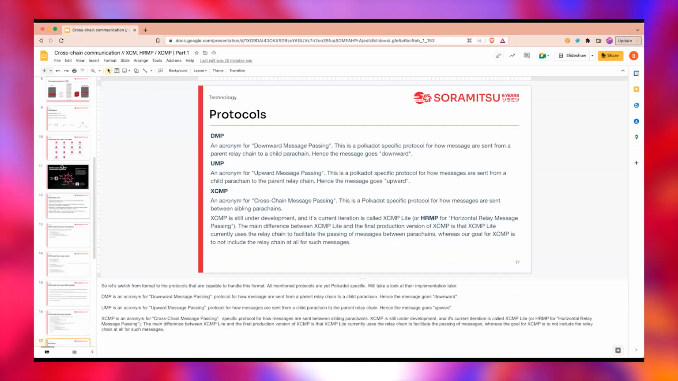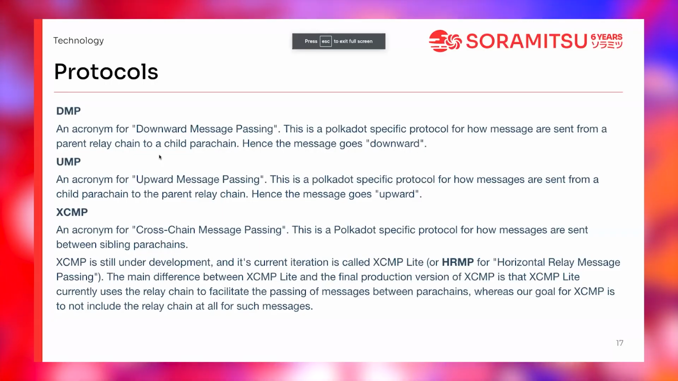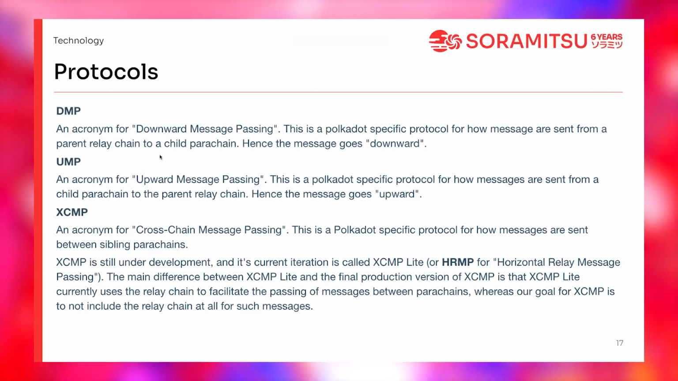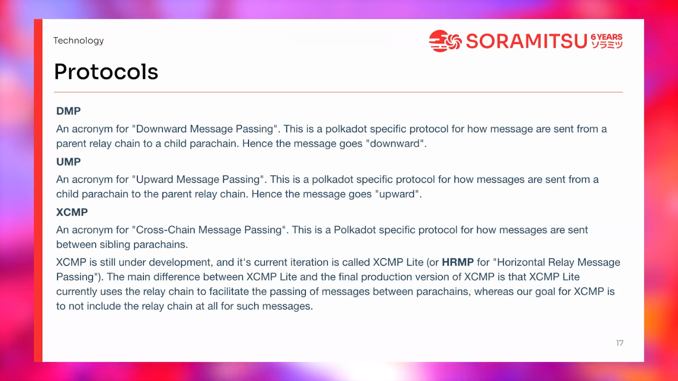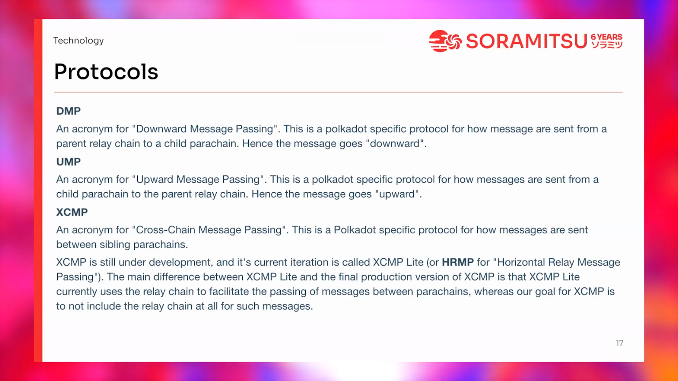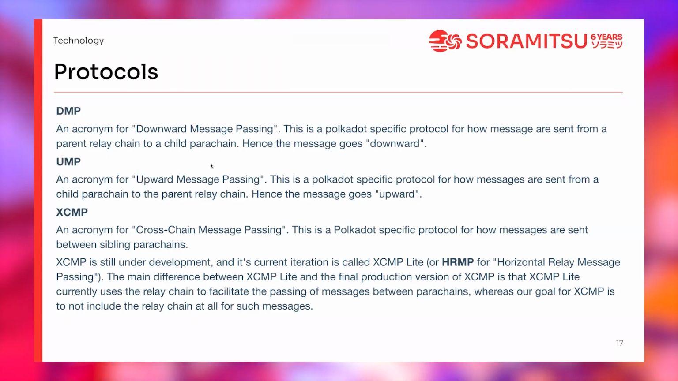So coming back to the schema, to basically enable the interactions between all other parachains and SORA parachains. It's important to understand that XCMP is still under development, and its current iteration is called XCMP Lite, aka HRMP, which stands for Horizontal Relay Message Passing. The main difference between XCMP Lite and the final production version of XCMP is that XCMP Lite, aka HRMP, currently uses the relay chain to facilitate the passing of messages, whereas the goal for XCMP is not to include the relay chain at all for such messages.